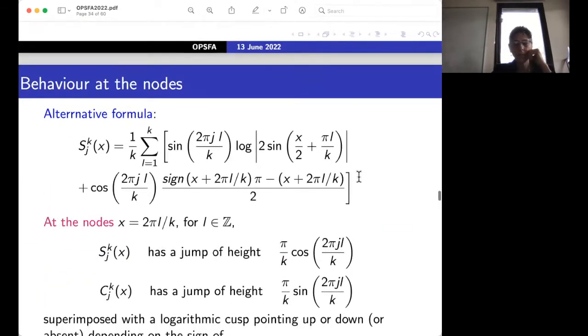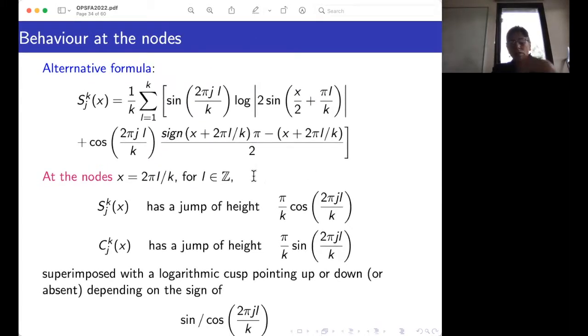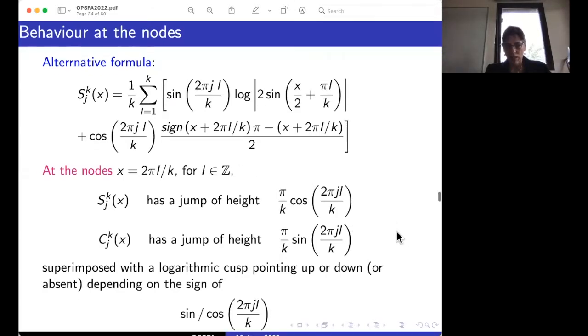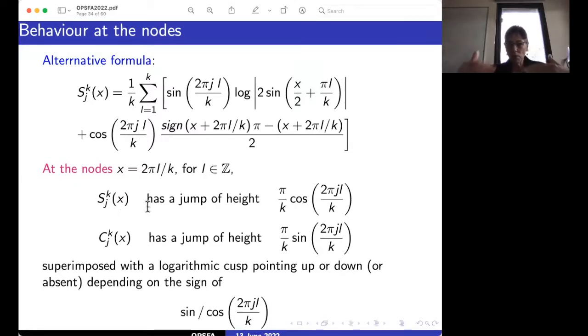To see what they look like at the nodes, the easiest way is to derive an alternative formula, which involves different named special functions, but I've given it here without a name just to see what it looks like. At these particular nodes, both the Sj and Cj, but the SJK are the ones that appear, have a jump. The jump comes in the second term, superimposed with a logarithmic cusp that either points up or down, or is absent if at that point the sine or the cosine is 0. Okay, so this is where these cusps come from.